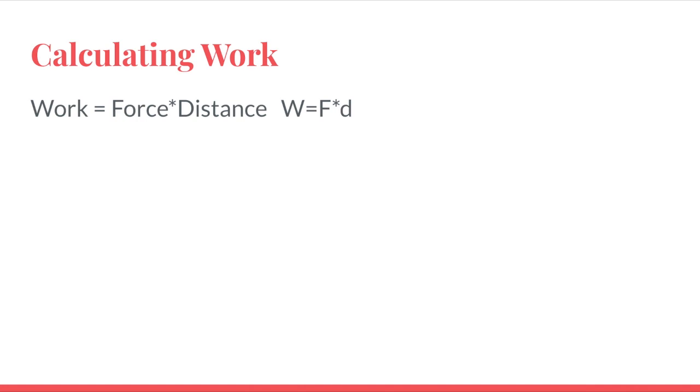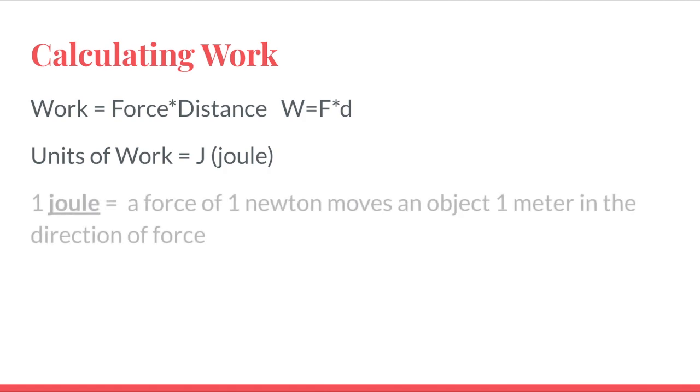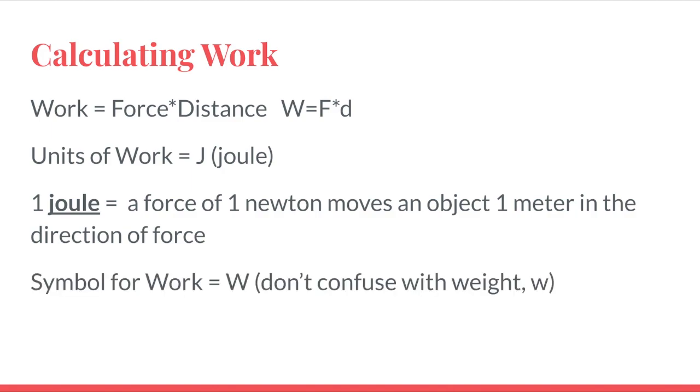So we're going to multiply the force in newtons by a distance in meters, and then we're going to figure out the amount of work that was done. Work is measured in joules, so capital J for joule, and 1 joule is the equivalent to the amount of force of 1 newton moving an object 1 meter in that direction. The symbol for work is W. Don't confuse it with weight. Weight is a force and work is not.